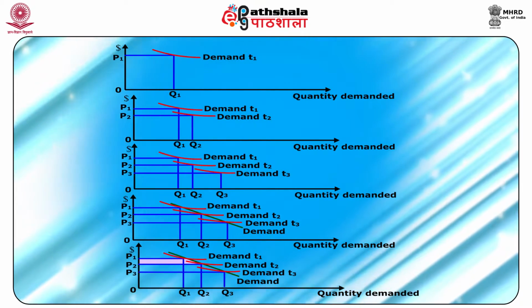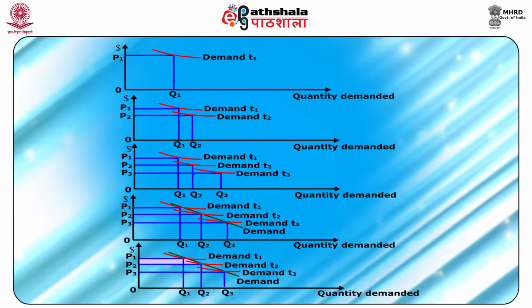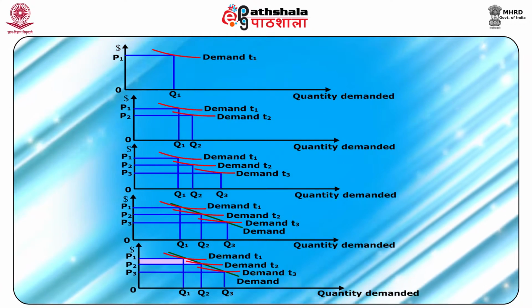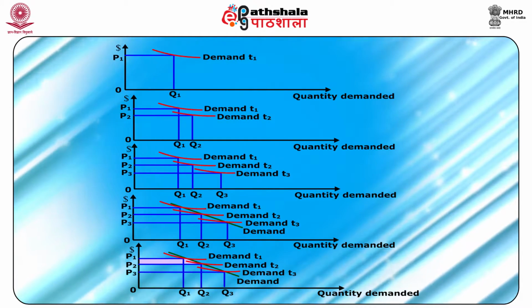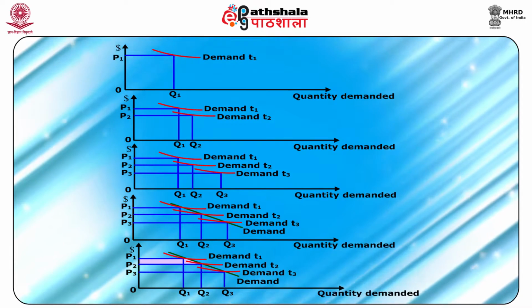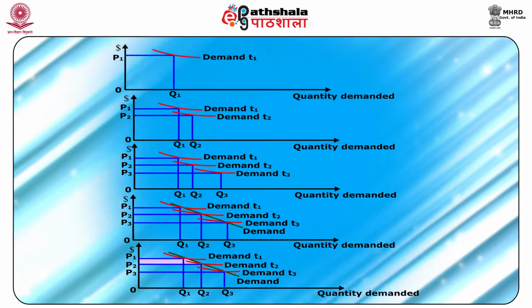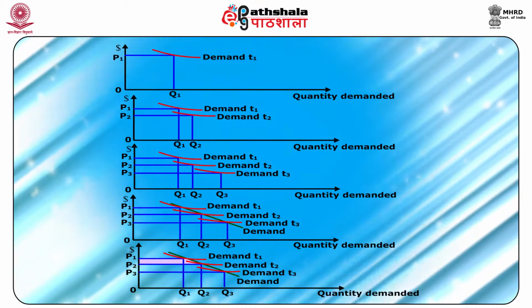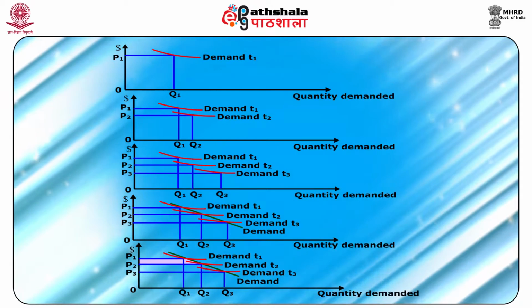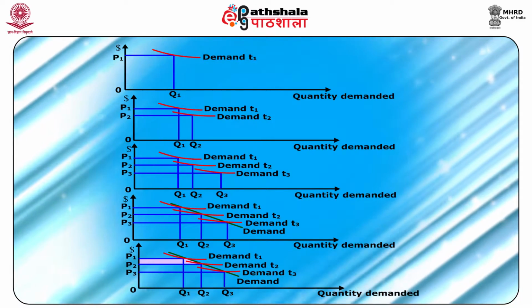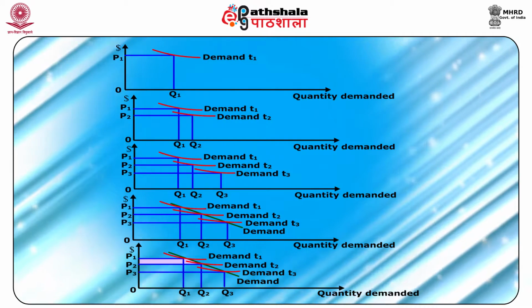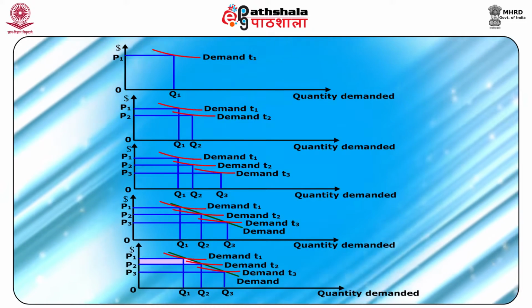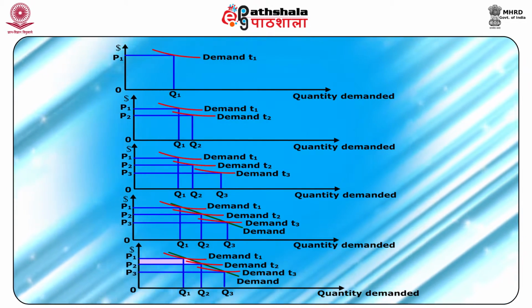Now in the next diagram we see a cascading effect, that as the demand curve goes down, the price goes down to P2 and the quantity goes up to Q2. Similarly, there would be a downward slide or a shift in the successive demand curves from T1 to T2 to T3, and the quantity demanded would increase from Q1 to Q2 to Q3.